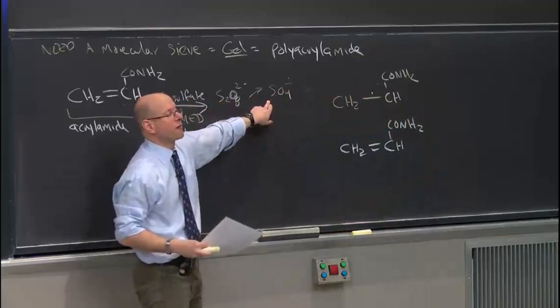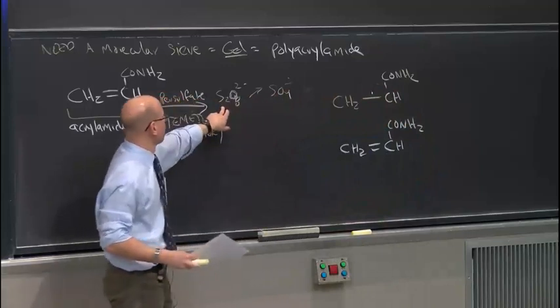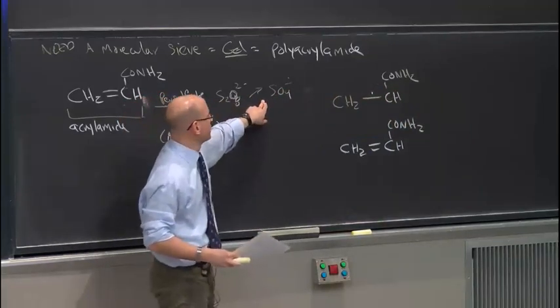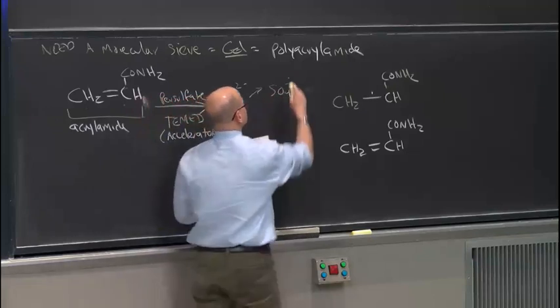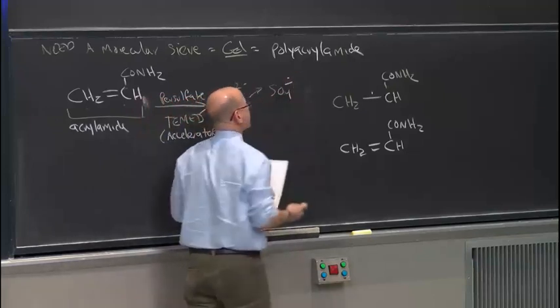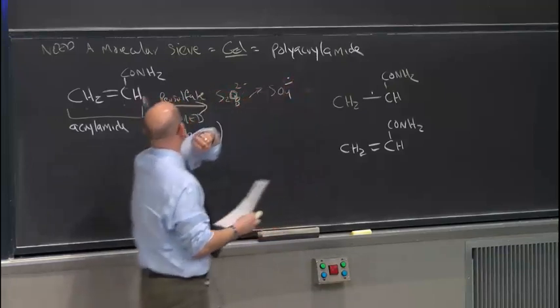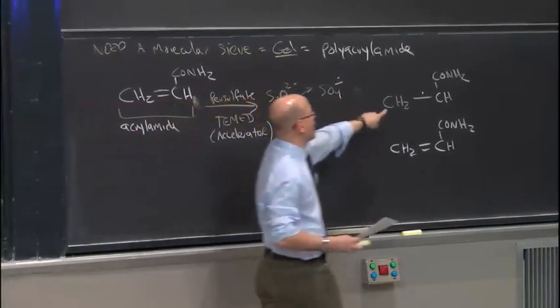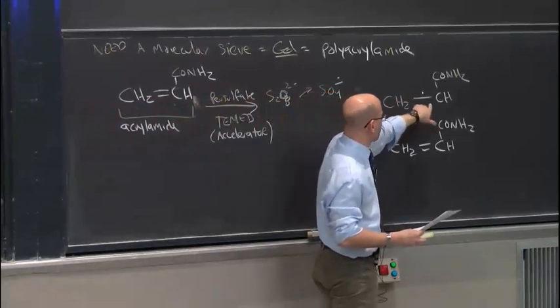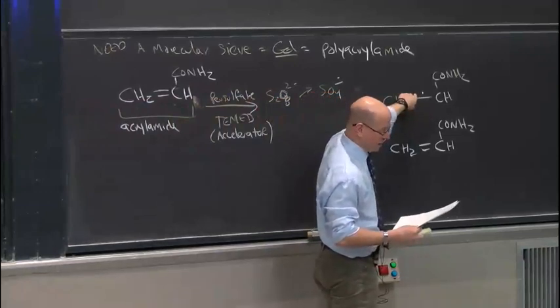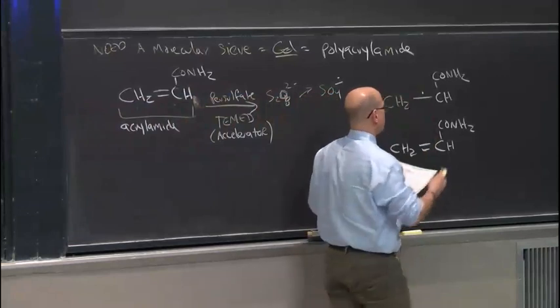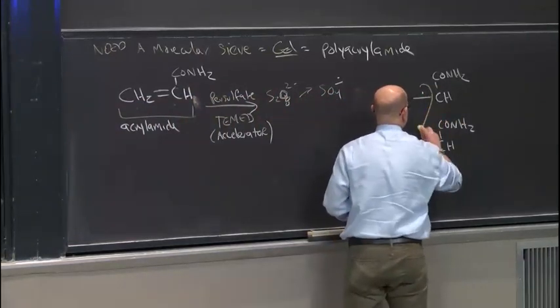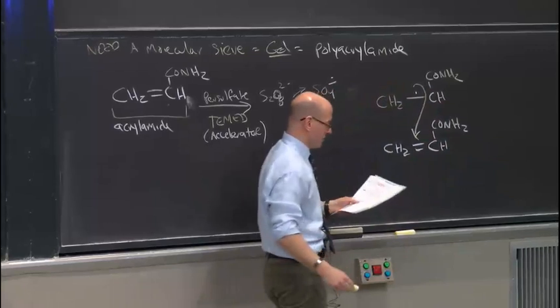That sulfate radical that you see here from persulfate that disproportionated into SO4 minus dot, okay? That radical steals one of the electrons from this double bond. So now I have an unsatisfied bond here with a radical. What do you think this is going to do? It's going to steal an electron from a neighboring acrylamide bond.